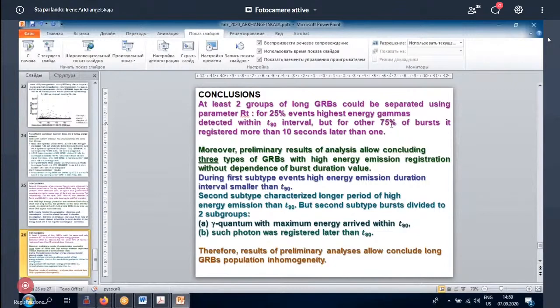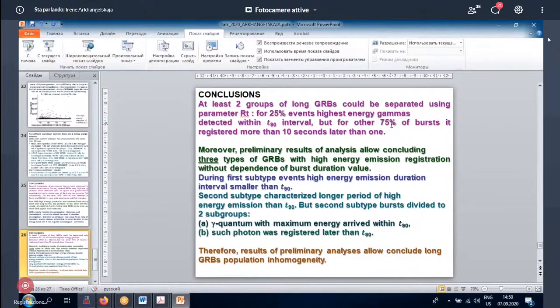In the first subgroup of events, the high energy emission interval is smaller than the burst duration T sub 90. The second subtype of events is characterized by longer periods of high energy emission than the duration in the low energy interval T sub 90. And it is possible to separate two subtypes in this type of events. Firstly, subtype A, where the gamma quantum with maximum energy arrived within the T sub 90 interval, and B, where such a photon was registered later than T sub 90.